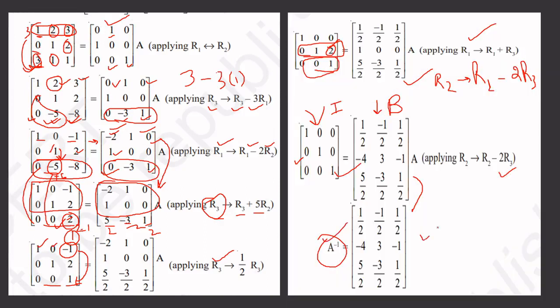So this is the end of the chapter, and most of the important concepts are learned here. The next chapter is determinants, where we will find this A inverse in formula form, which is A adjoint divided by the magnitude of A. Okay, thanks.